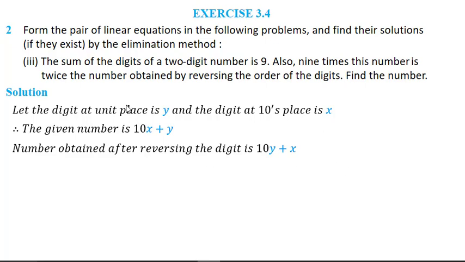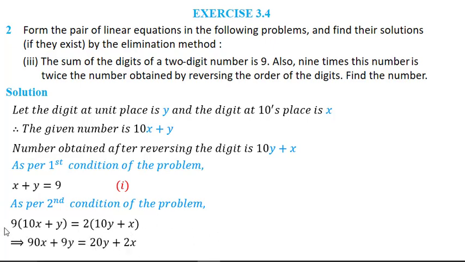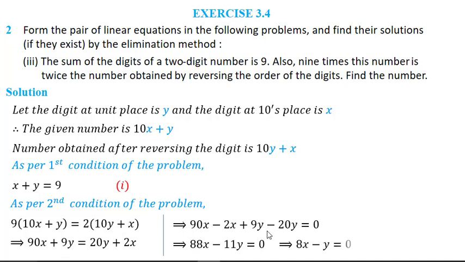So here we have assumed the digits as x and y. Now as per first condition, the sum of digits, so x plus y is given 9. As per second condition, 9 times the original number is 2 times the number obtained by reversing the digits. So 9 times 10x plus y equal to 2 times 10y plus x. I will simplify this equation and I get 88x minus 11y equal to 0. I will divide both sides by 11. I will get 8x minus y is 0.